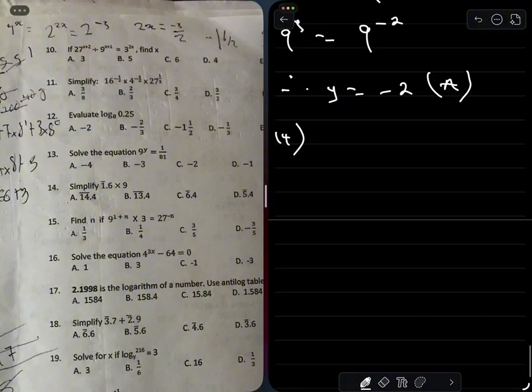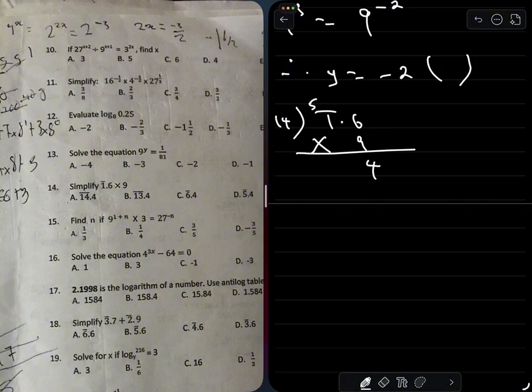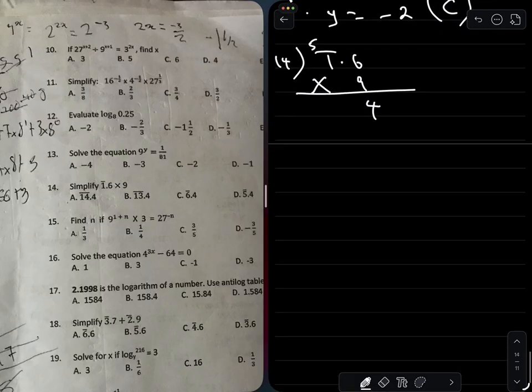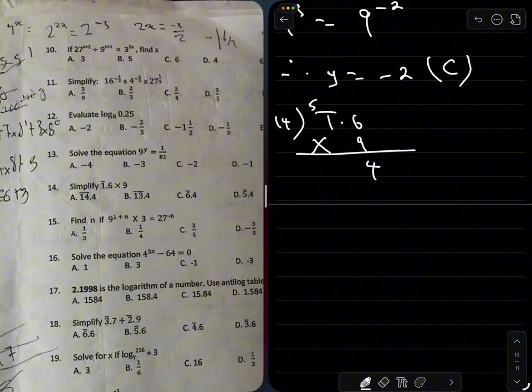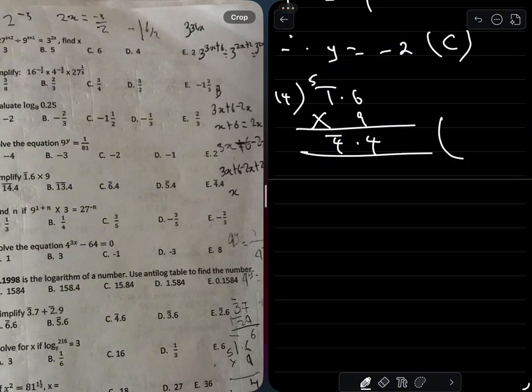Number 14. Simplify 1.6 times 9. You can just do it here, times 9. 9 times 6 is 54, carry 5. 9 times 1 is 9, plus 5 is 14. So that's about 4.4. Number 13 is C, number 12 is B, we wrote that. What's the option that matches that? About 4.4 is option E.